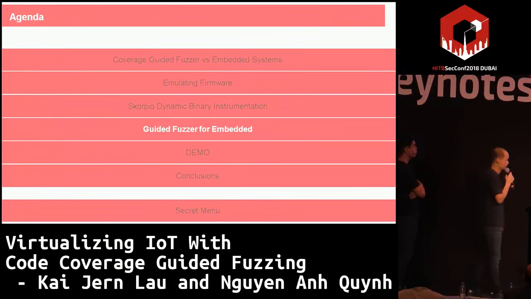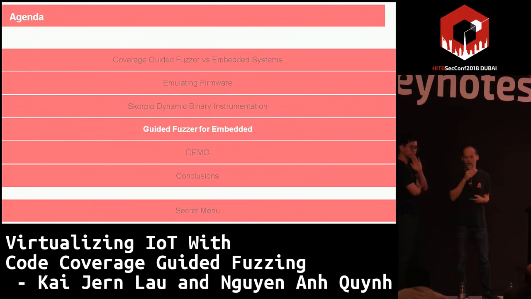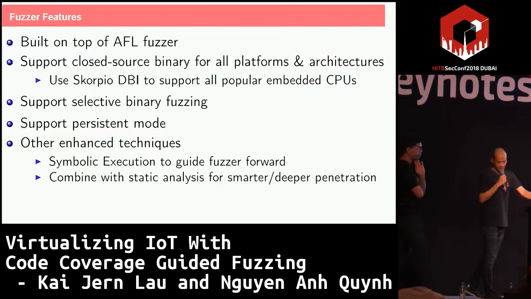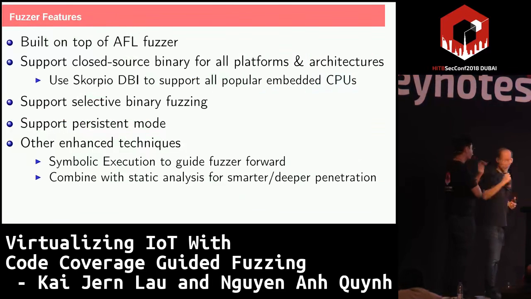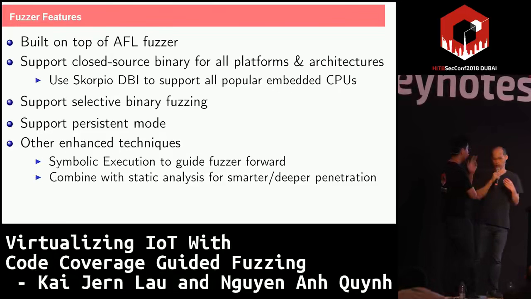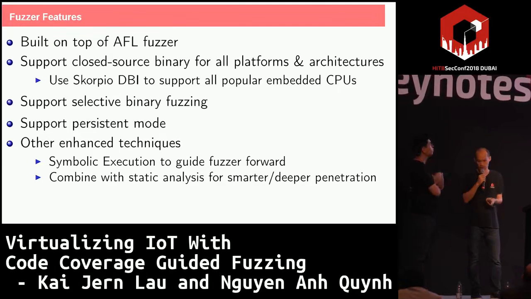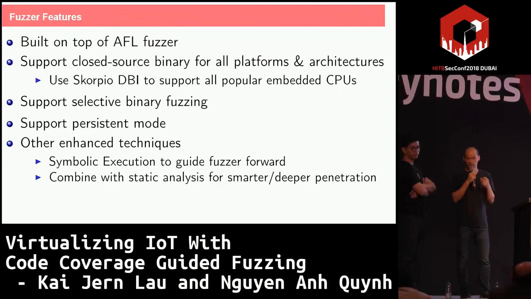Okay, finally, after a lot of hard work, we have our own DBI that supports many CPU architectures. So we can start to build our own guided fuzzer for embedded systems. The idea is that we build on top of the AFL fuzzer with the Scorpio DBI for instrumentation. Finally, the target binary is instrumented at runtime, and it can be run on the AFL fuzzer.